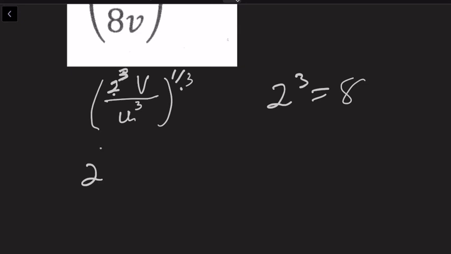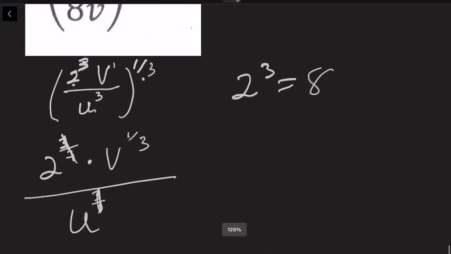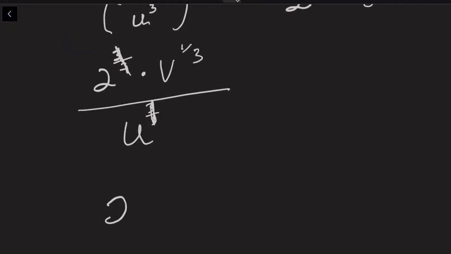So 3 over 3 times v. It has a 1 on the exponent, so 1 times 1/3 is 1/3. Over u to the 3 times 1/3 is the same as 3 over 3. So here you can see that this just becomes a 1. This becomes a 1. And that stays a 3rd. So what we're left with is 2v to the 1/3 over u. And that's our final answer.